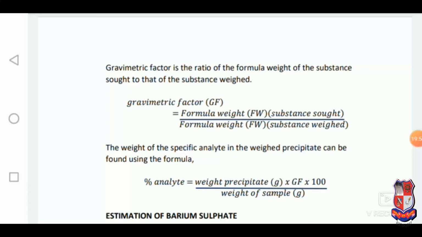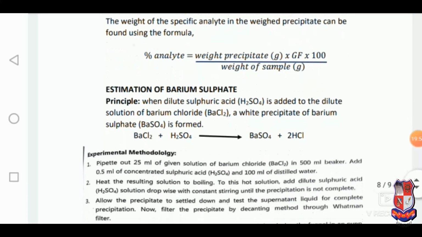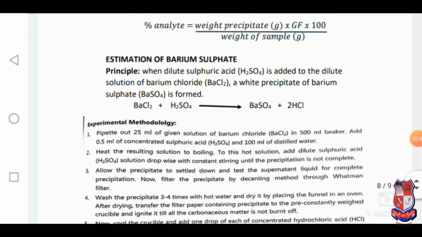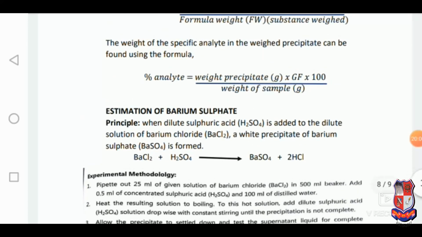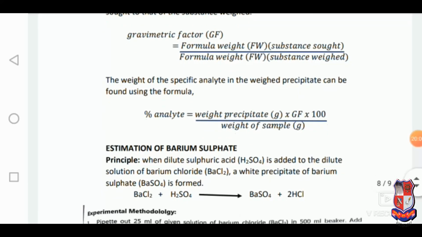So, in the given analysis, if the estimation of barium sulfate takes place, this is the reaction, and the final product is barium sulfate. So, in the gravimetric factor, the barium chloride weight will go into the numerator, and the substance weighed, that is the final product barium sulfate, will go into the denominator of the gravimetric factor calculation.